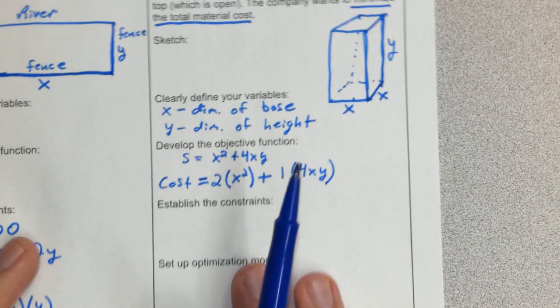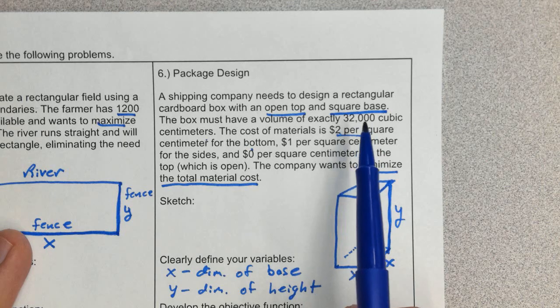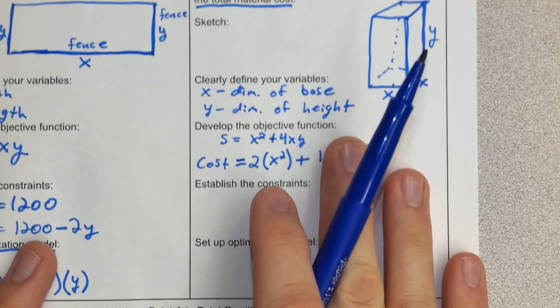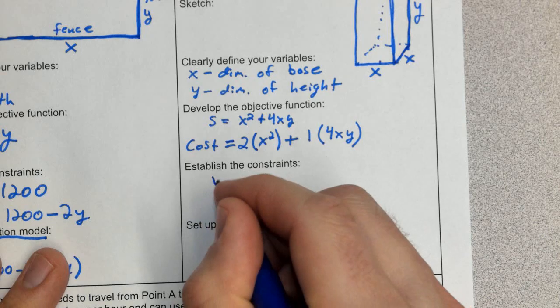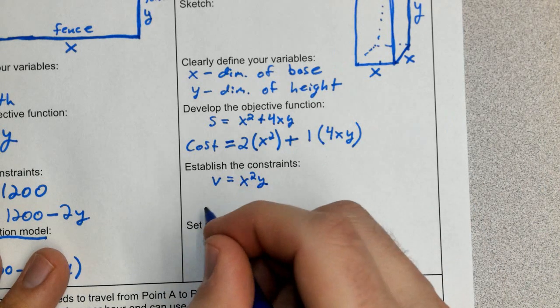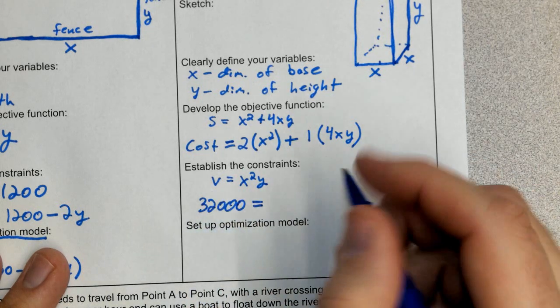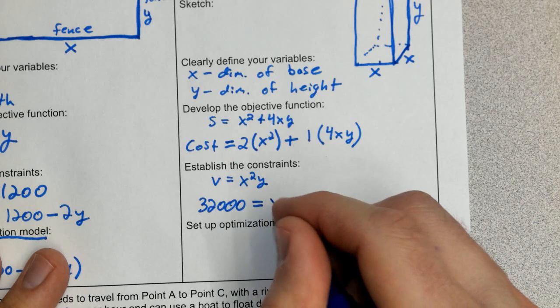What are the constraints? Well, we have this constraint on volume, right? 32,000 cubic centimeters must be the volume. So our volume is x squared times y, and it has to be 32,000 cubic centimeters. So 32,000 equals x squared y.